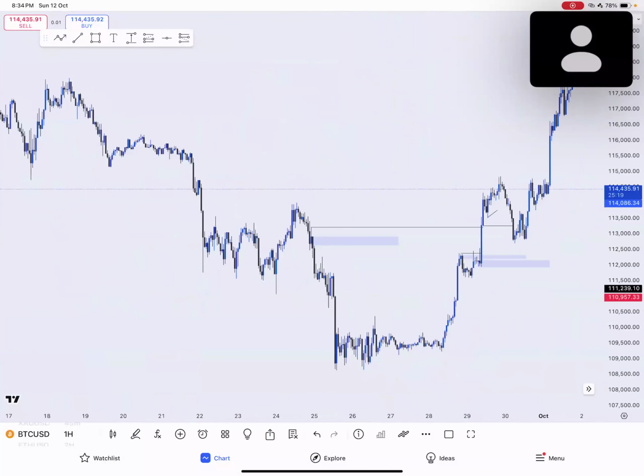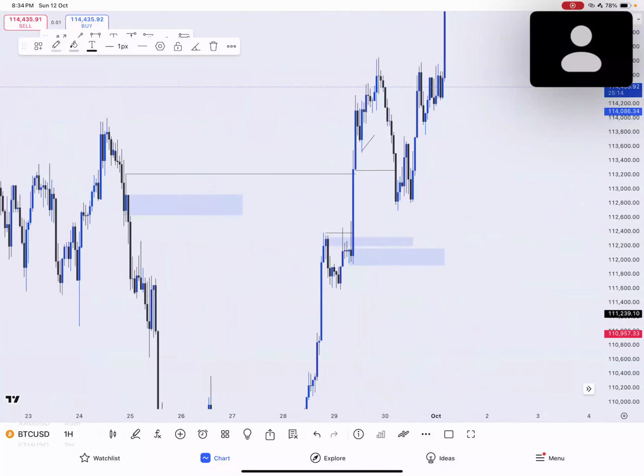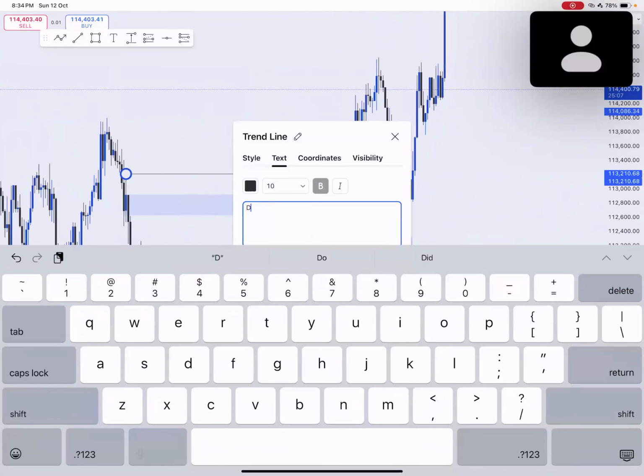So we got our inducement right there. Here, the moment price gave us, taking out this high and closing above this zone, we got our double break of structure right here.